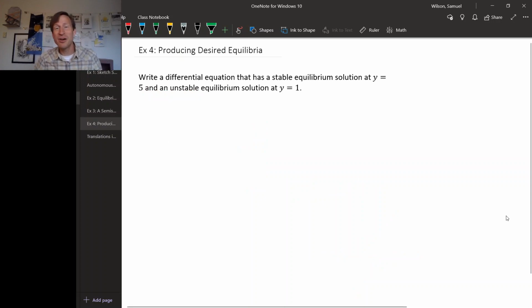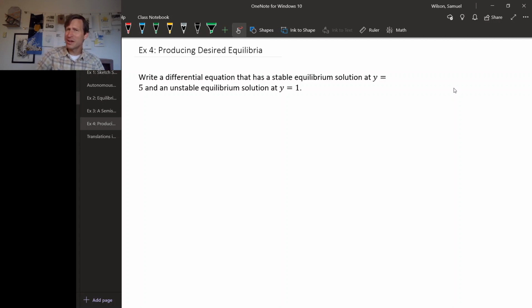All right. Now, one other nice thing we can do with this idea of an autonomous equation is to produce a differential equation that has equilibria that we want. This is a handy trick to have up your sleeve if you have some physical situation where you know what the equilibria are and you know how solutions should increase or decrease, but you don't have any full-blown knowledge about the system that lets you write a more specific mathematical model.